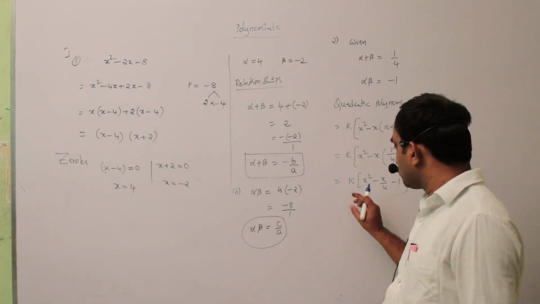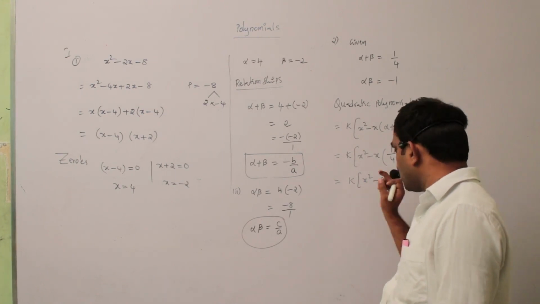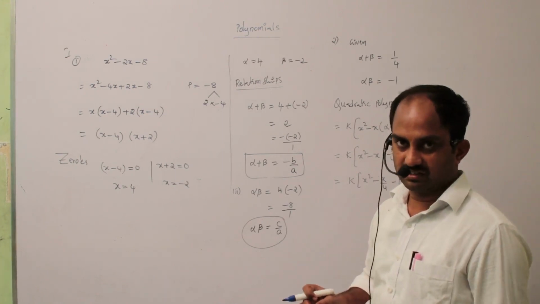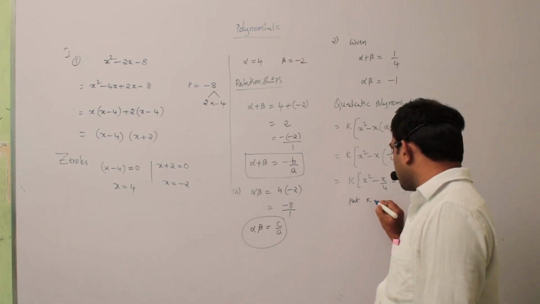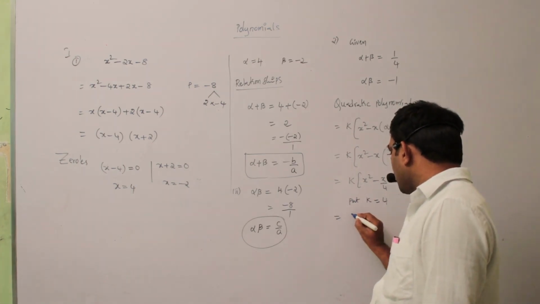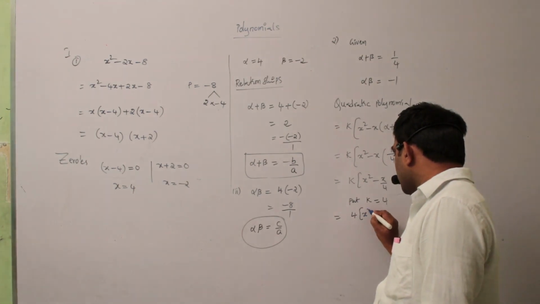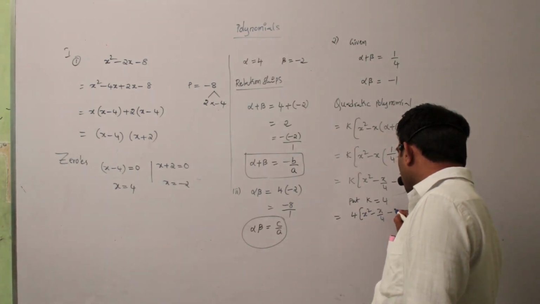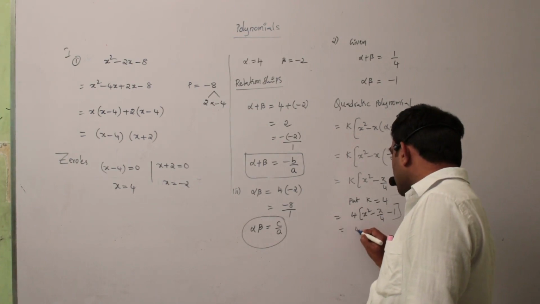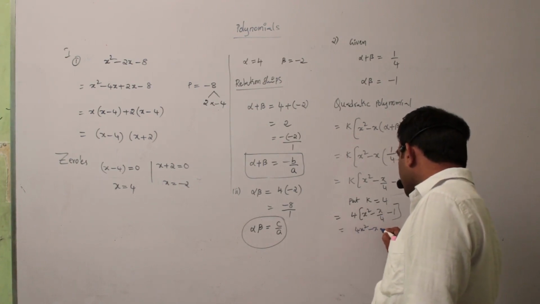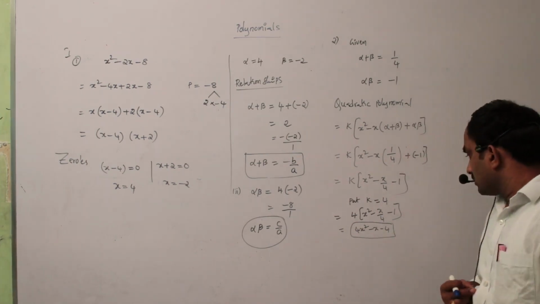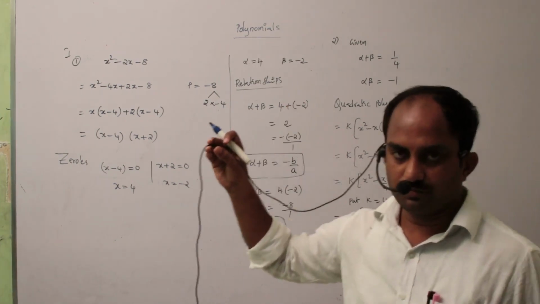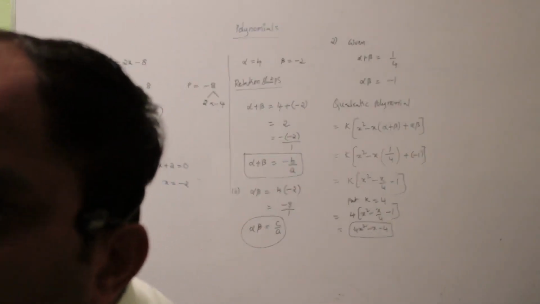But in our 10th class, what we take means whatever denominators are there, we have to take generally the LCM of the denominators. That means put k is equal to 4. So then what do we get? 4 into x square minus x by 4 minus 1. That means 4x square minus x minus 4. This is the answer. This is the second Roman.